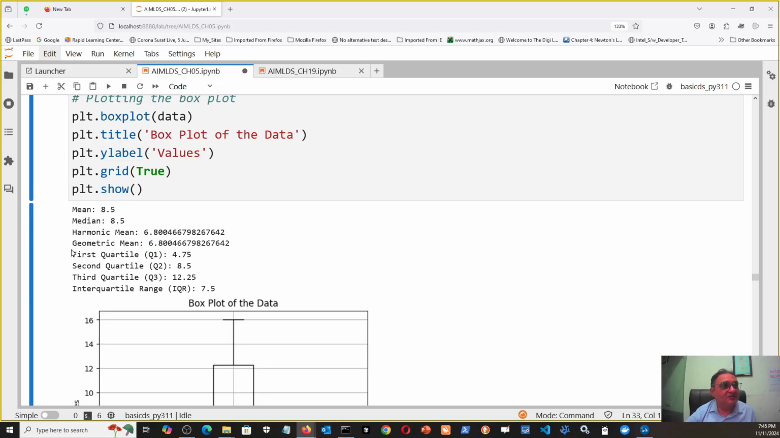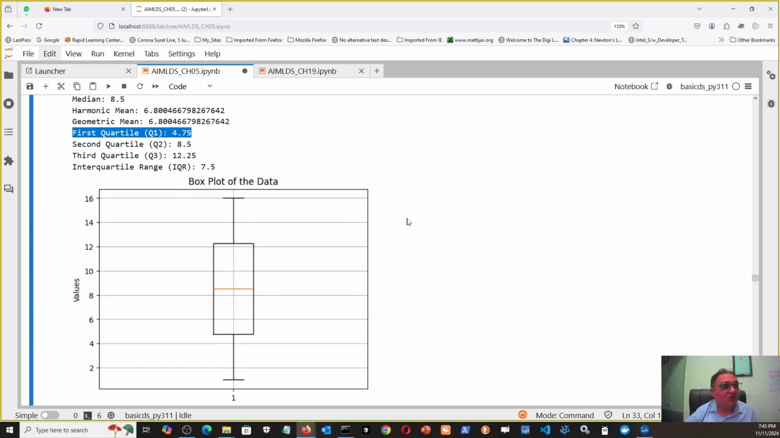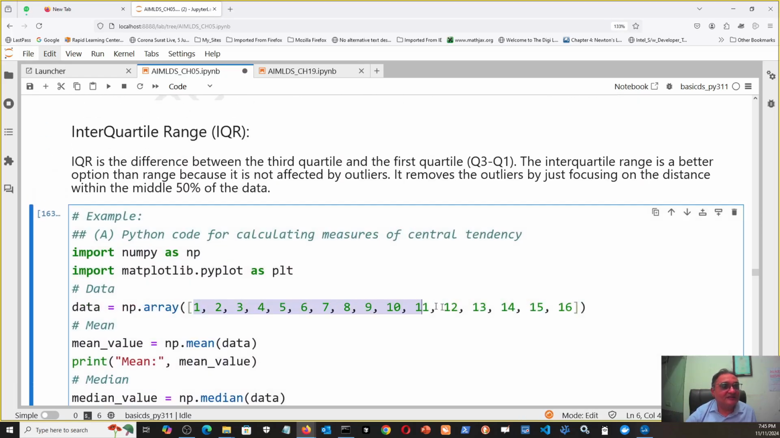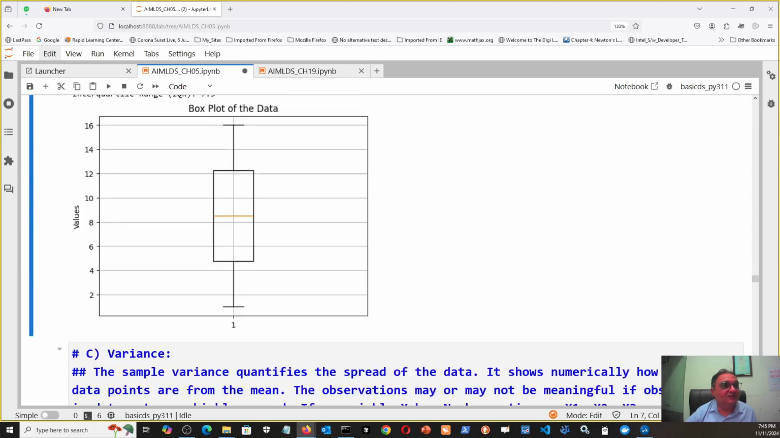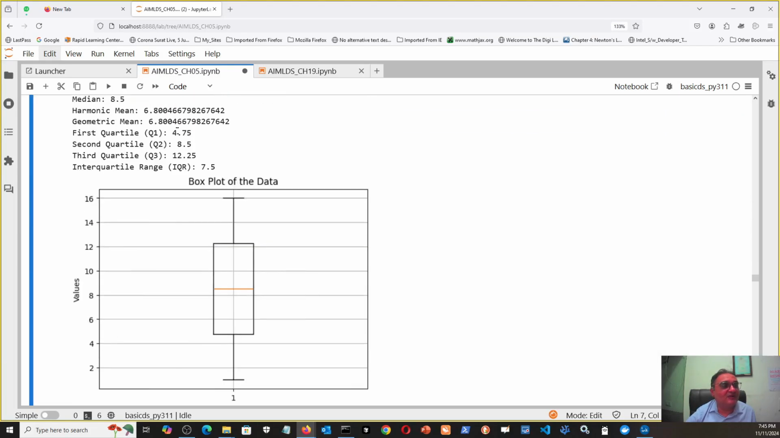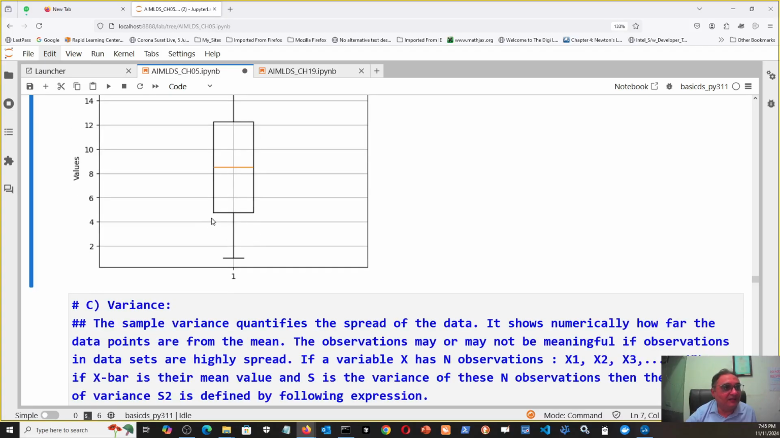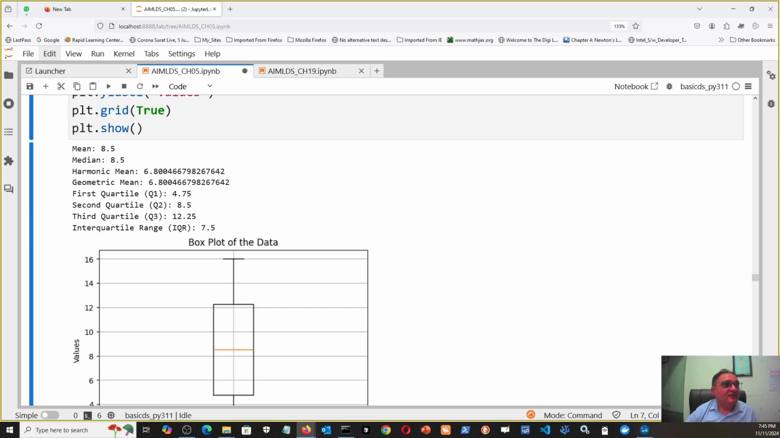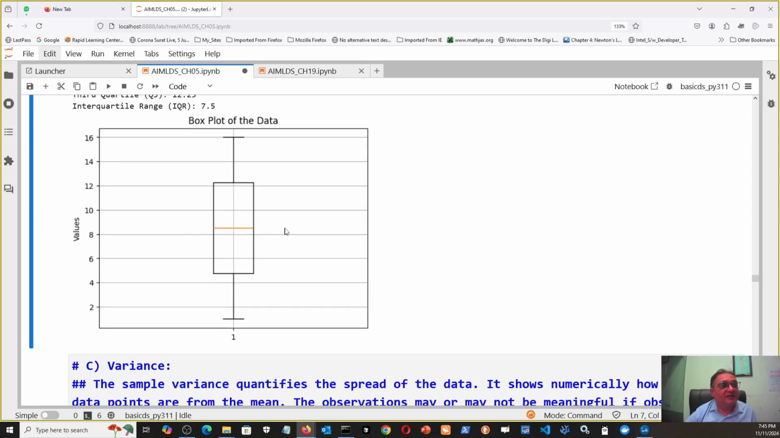But now this is the first quartile, 4.75. So 4.75 is that value in my data set such that 25% of the observations are less than or equal to 4.75. And here it is, this line. Clearly it is visible that it is between 4 and 5, almost nearing 5, so slightly less than 5, so 4.75. The second quartile is 8.5, that is the median line, the orange color line.